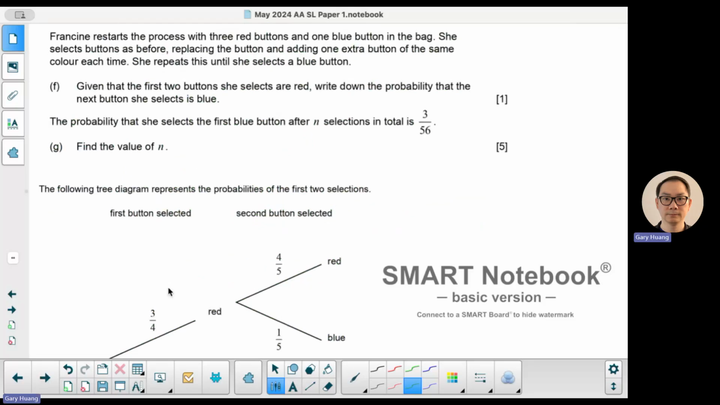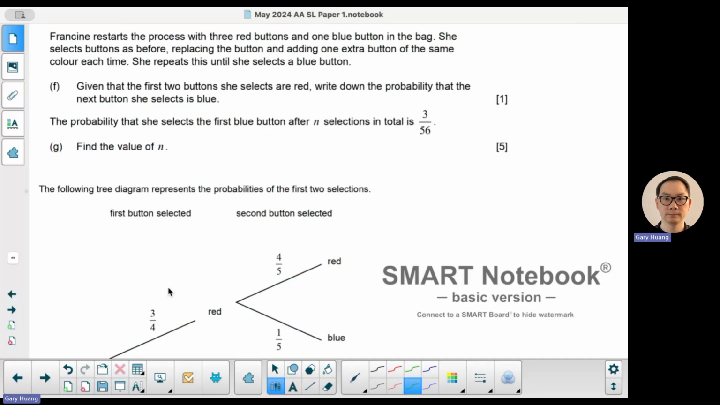The third part of the question says here, Francine, we start the process with 3 red buttons and 1 blue button, just like before. She selects 1 button, just like before, replacing the button and then 1 extra button of the same color each time. She repeats this until she selects a blue button. Okay, so this keeps on going until you get a blue.